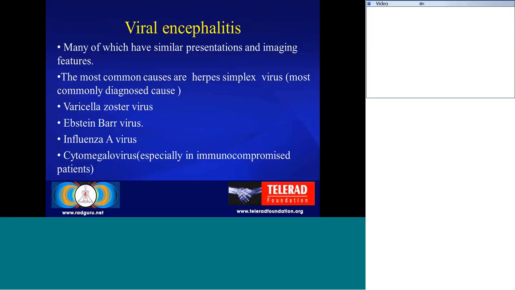Many of the patients have similar presentation and imaging features, so it's very difficult to distinguish between the types of virus, but we can give a broad diagnosis of viral encephalitis. The most common cause is herpes simplex virus, which is the most commonly diagnosed and a treatable cause of viral encephalitis. The rest are Varicella-zoster, Epstein-Barr virus, influenza virus, and Cytomegalovirus, which occurs in immunocompromised patients.